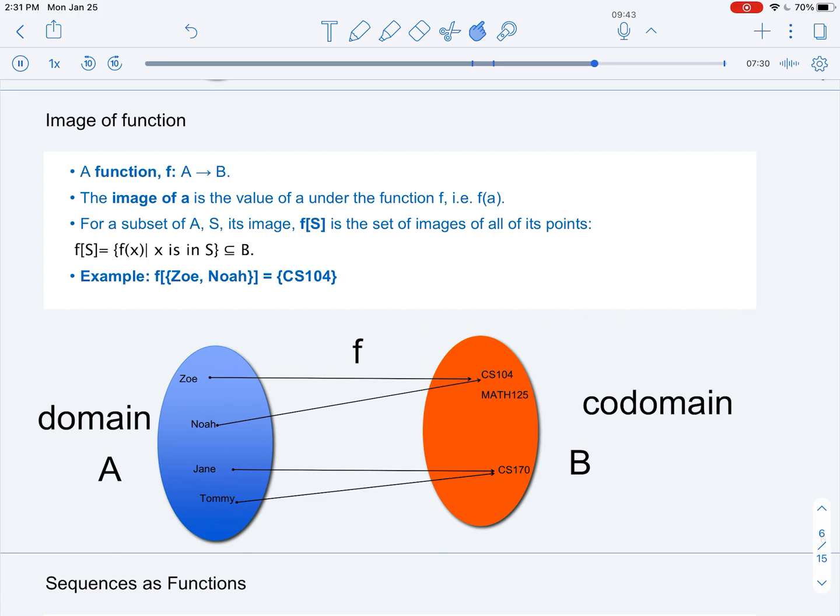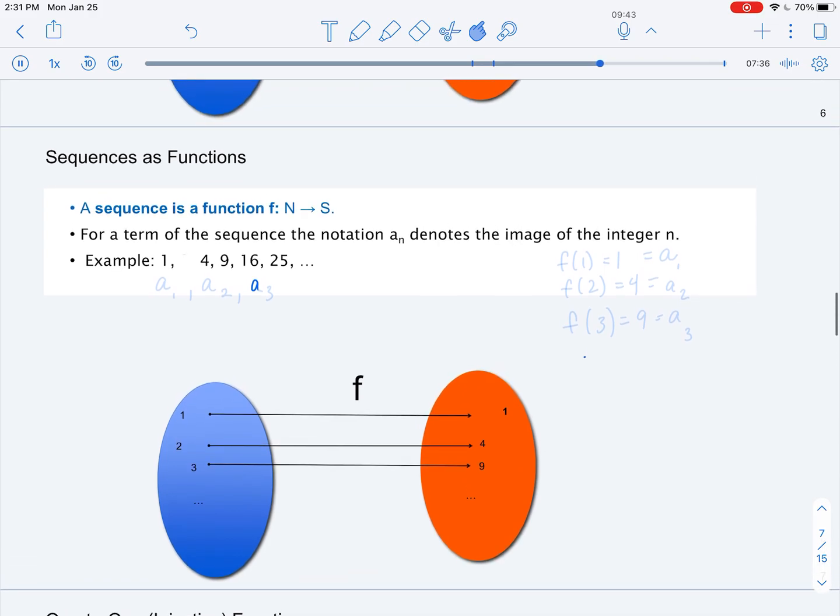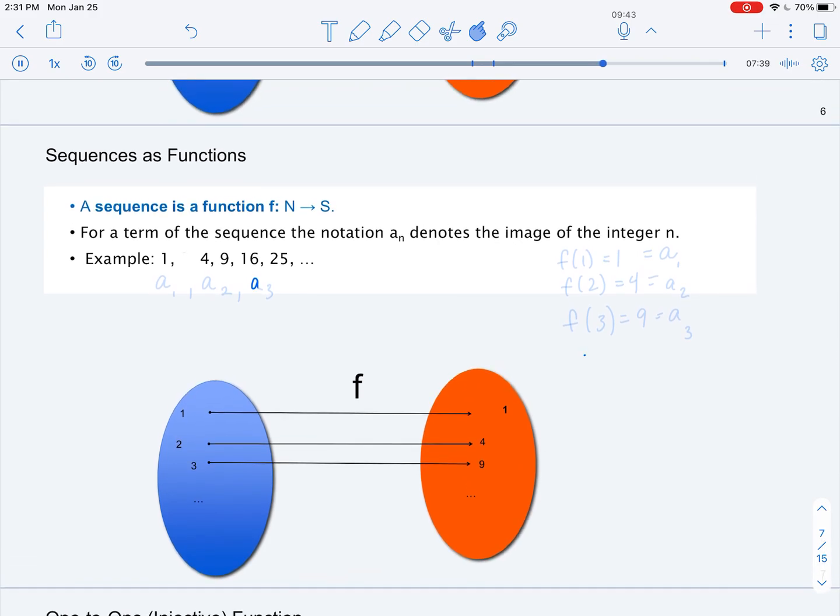Now, we had mentioned sequences before, but now we can talk of sequences as functions. So we can think of sequences as functions going from the non-negative integers or the positive integers to some set that we want to be the codomain. And we've seen sequences before, and often when we see sequences, a term of the sequence is denoted by a single variable, in this case a, with a subscript n, which will have a non-negative integer, often n, and that denotes the image of the integer n.